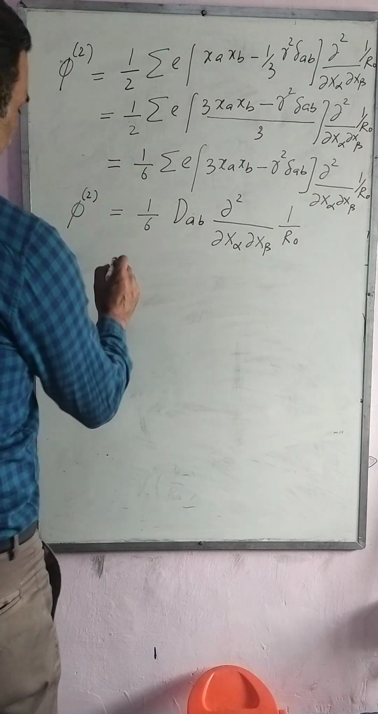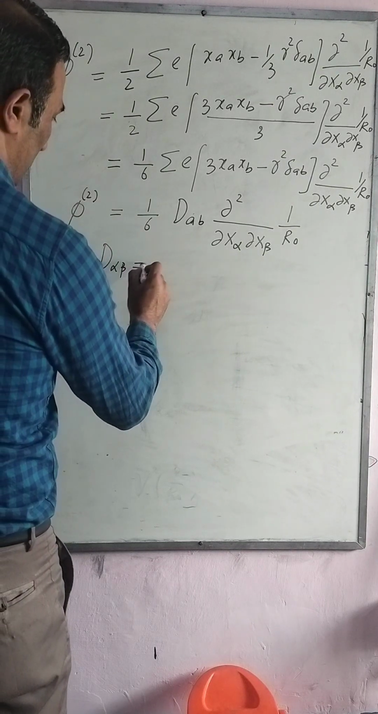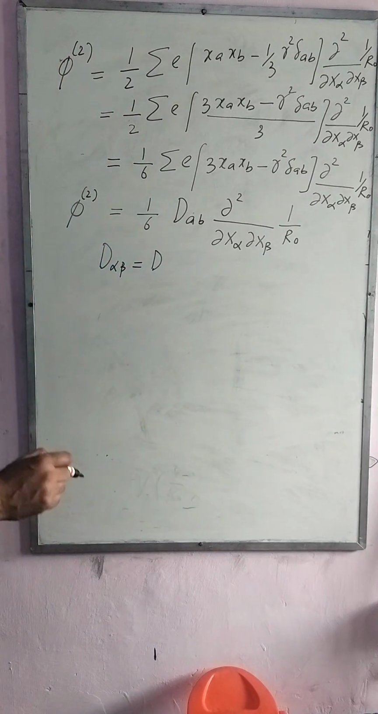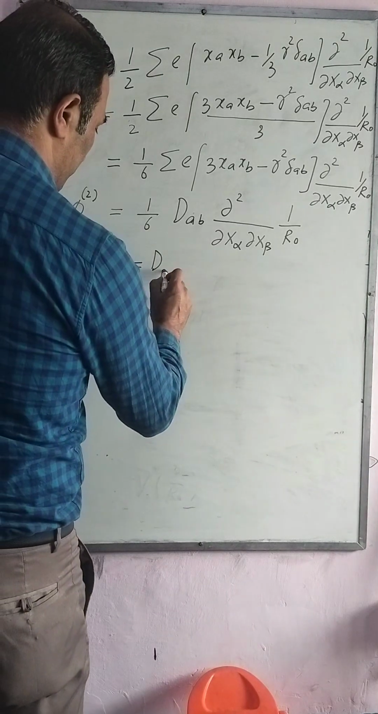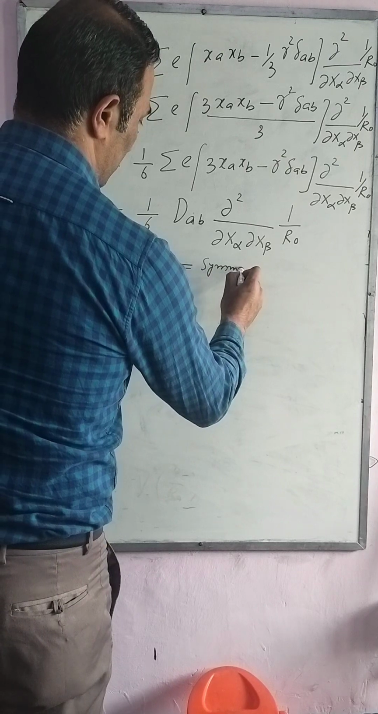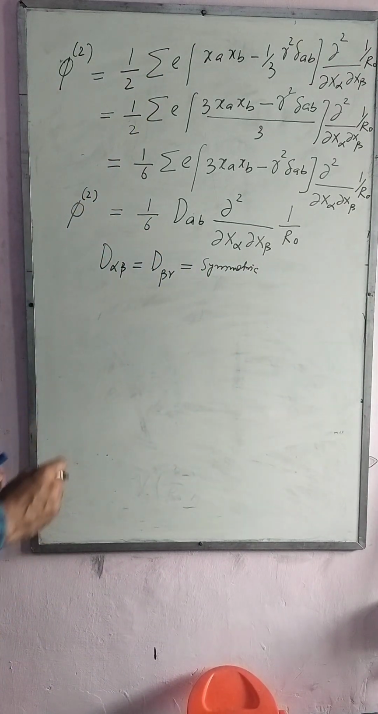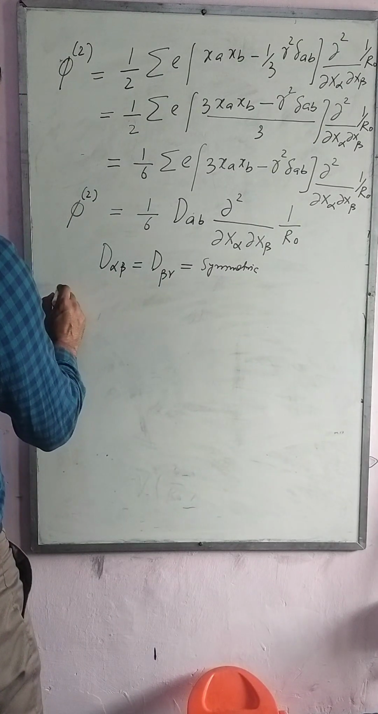Now we can do that, this D of alpha beta, or you can write AB alpha beta, equal to D of beta alpha. So this is symmetry. And let us calculate now, if we have this A equal to B equal to 0, if we want to calculate the diagonal elements.